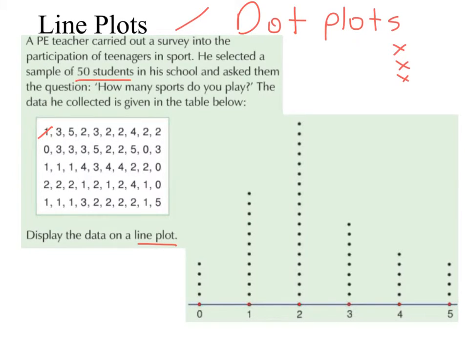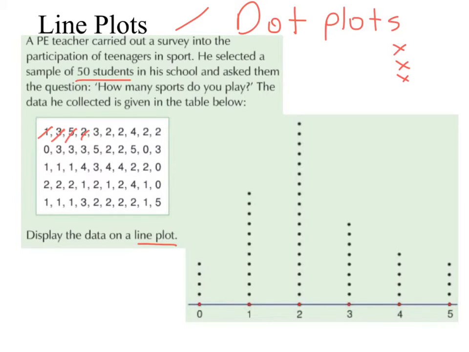Then we've got 3, which we put there. Then 5, which goes there. Then 2, which goes there. And so on. And eventually you'll realize that you had 4 people who said 0.